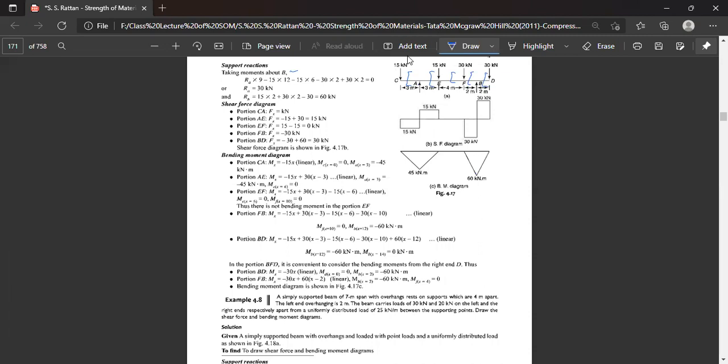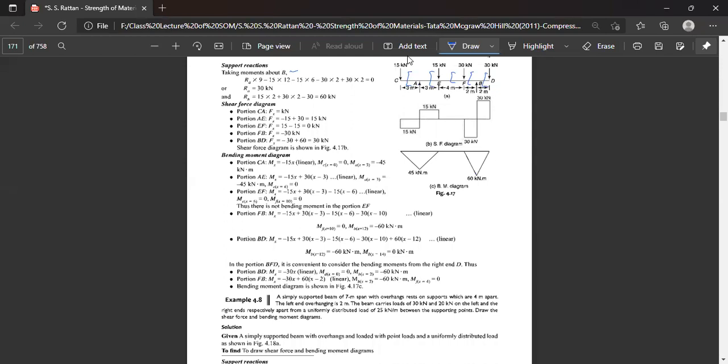So we put all of them respectively and add them together. We take this particular form: minus 15x plus 30 into x minus 3 minus 15 into x minus 6 minus 30 into x minus 10 plus 60 into x minus 12. After simplification, putting the value of x equal to 12, we want to know the bending moment at the point B. It will become minus 60, as already calculated, and it will become equal to 0 when x is equal to 14, meaning at the right hand end.